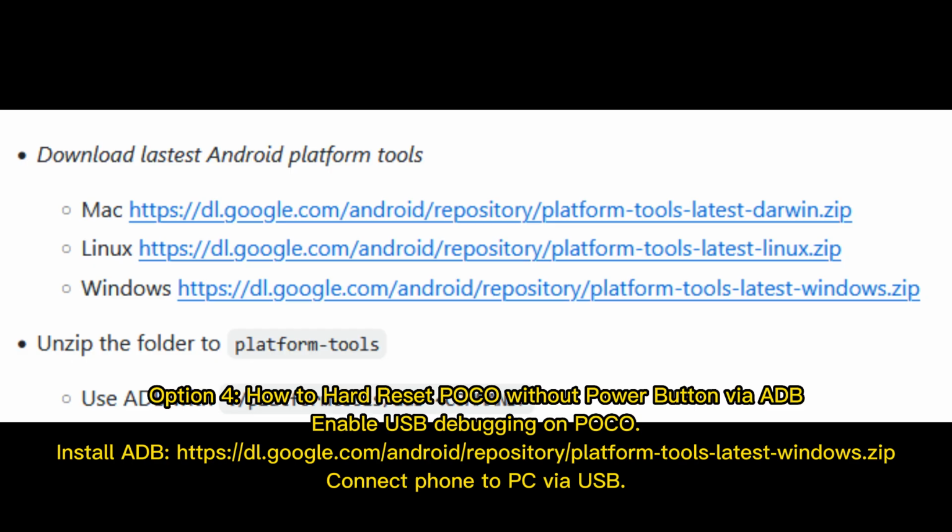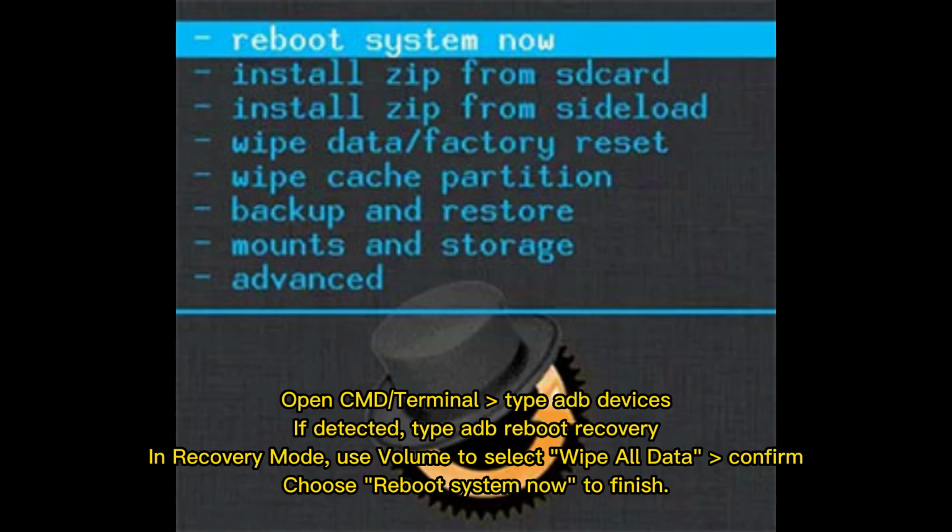Option 4. How to hard reset POCO without power button via ADB. Enable USB debugging on POCO. Install ADB from https://dl.google.com/android/repository/platform-tools-latest-windows.zip. Connect phone to PC via USB. Open CMD or terminal. Type adb devices. If detected, type adb reboot recovery. In recovery mode, use volume to select Wipe all data, confirm. Choose Reboot System Now to finish.